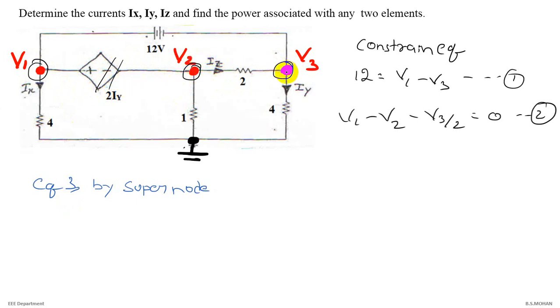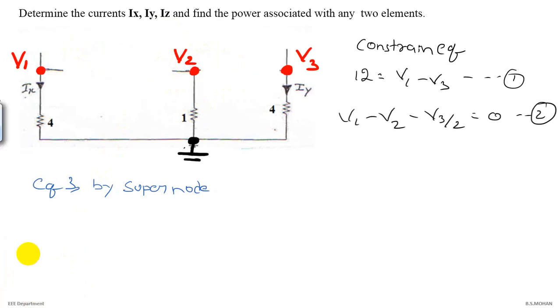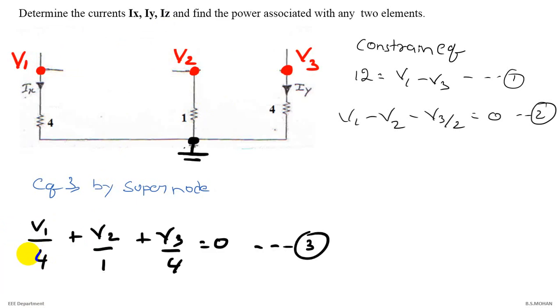Between V2 and V3, although they do not become a super node explicitly, still V2 and V3 are also part of the super node by themselves. Thus you have to remove the 2 ohms also. And the 12 volt you must also remove, because it appears between V1 and V3. So these are the 3 elements one has to remove to apply the super node equation. Now the equation is simple, V1 by 4, V2 by 1 plus V3 by 4. That's your third equation. Once you solve equations 1, 2 and 3, you will get your answers for V1, V2 and V3 respectively.